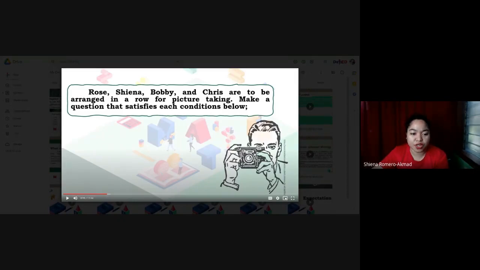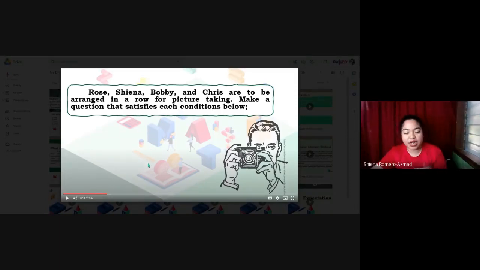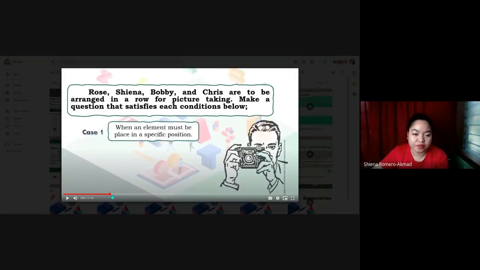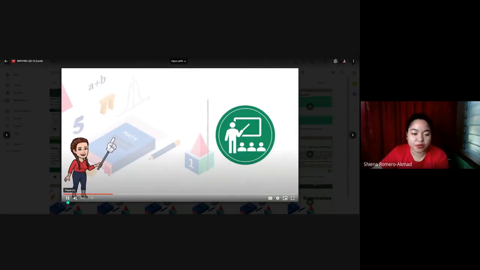Siguro hindi na natin ito gagawin to make it mas mabilis. Ang gagawin lang, we'll have to give 3 conditions that will satisfy this. In case 1, a certain object or element must be placed in a position. Yung pangalawa, elements or objects must be grouped together. Yung pangatlo, elements must not be grouped together. So, gagawa lang ng condition using this situation. Okay. So, let us proceed to our lesson.